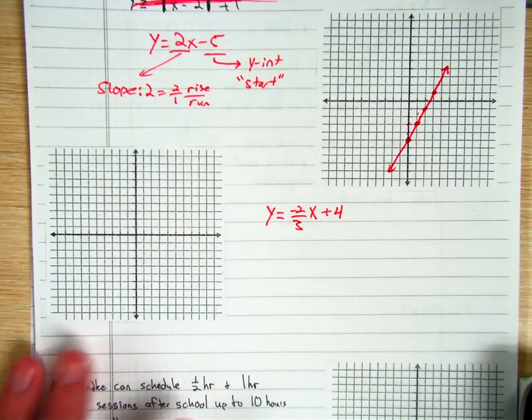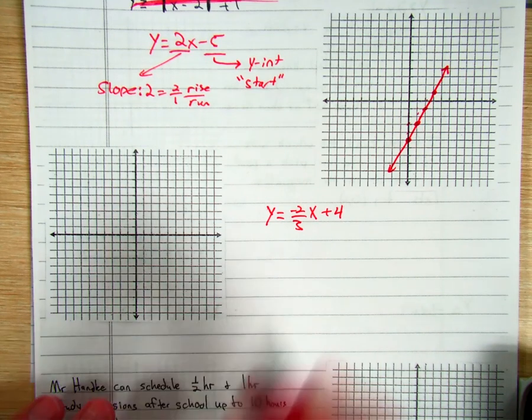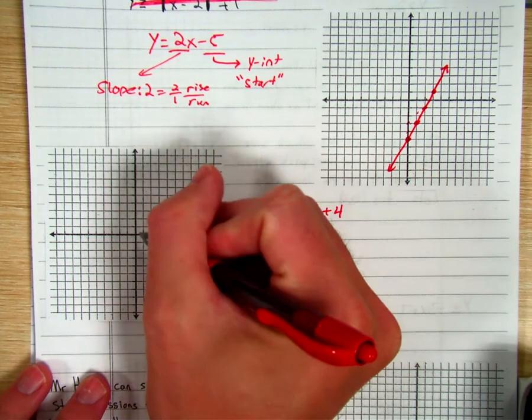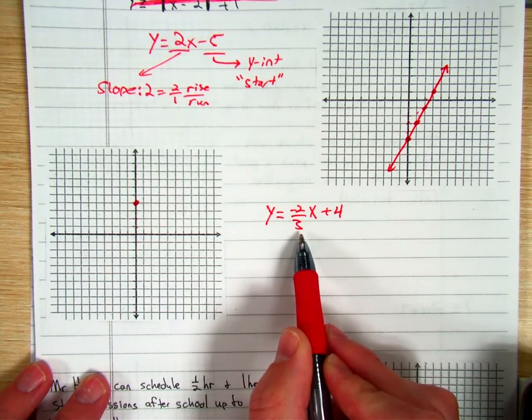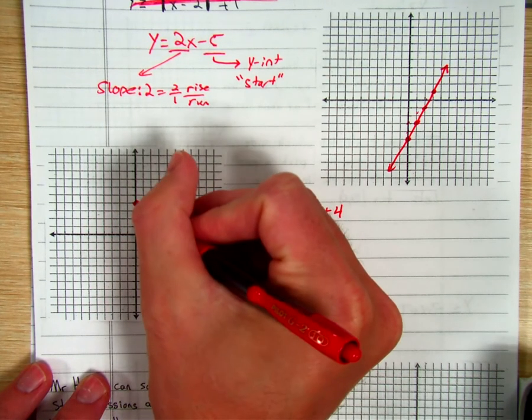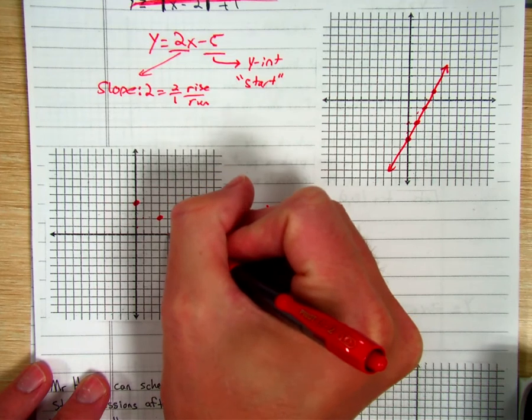Okay, go ahead and push pause and try negative 2/3 x plus 4 on your own. Okay, let's see how you did. So plus 4, 1, 2, 3, 4, negative 2/3. Down 2, out 1, 2, 3. Down 2, out 1, 2, 3.